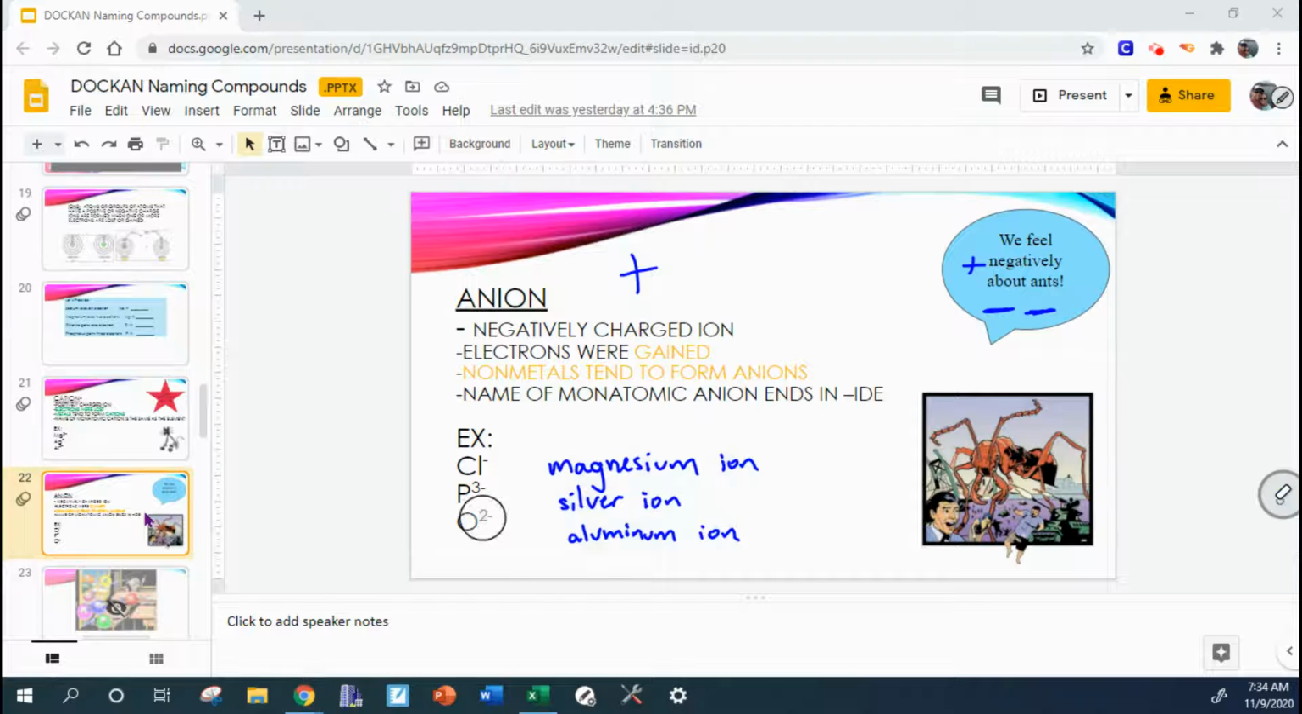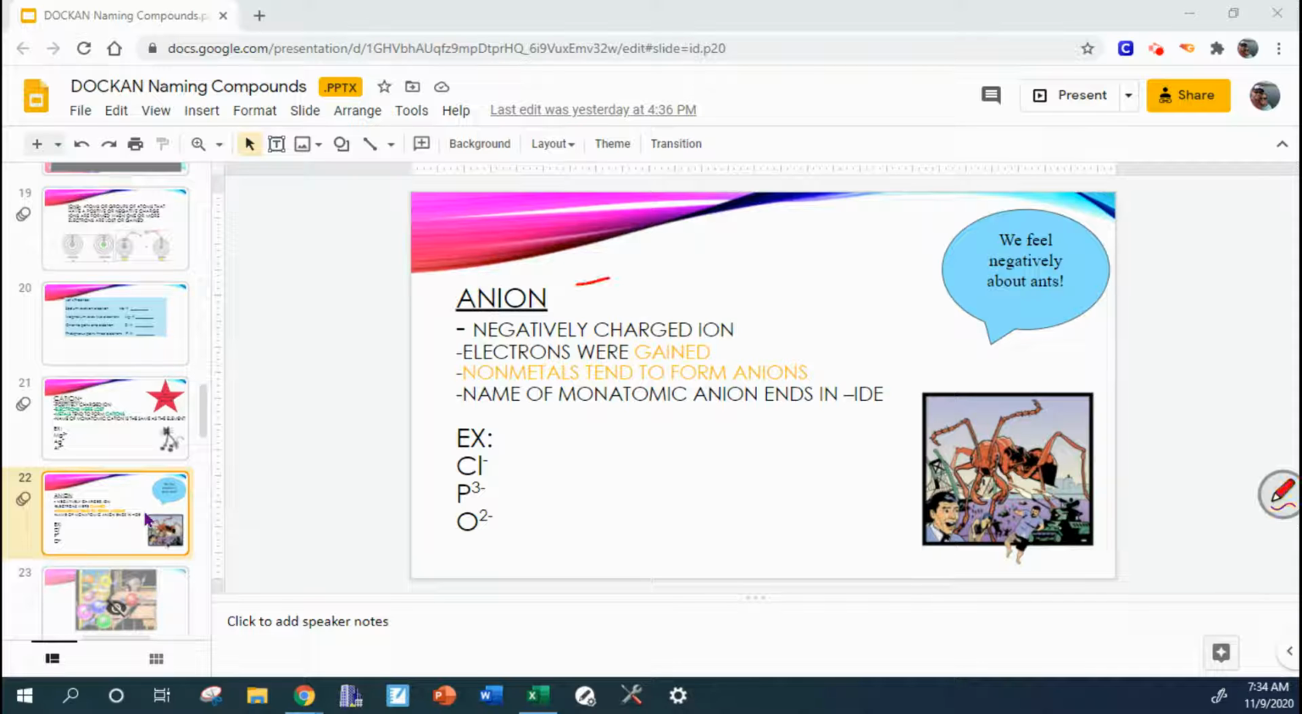The second type of ion we would have is an anion, which is a negatively charged ion. Electrons have been gained. Nonmetals tend to form anions. We name the monatomic anion ending with IDE. For example, chlorine becomes chloride, and we don't have to put the word ion. Phosphorus becomes phosphide, and oxygen becomes oxide. We feel negatively about anions.